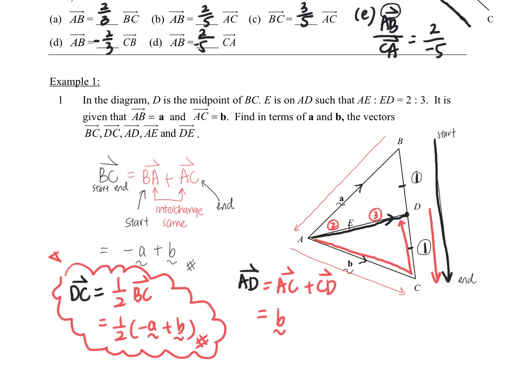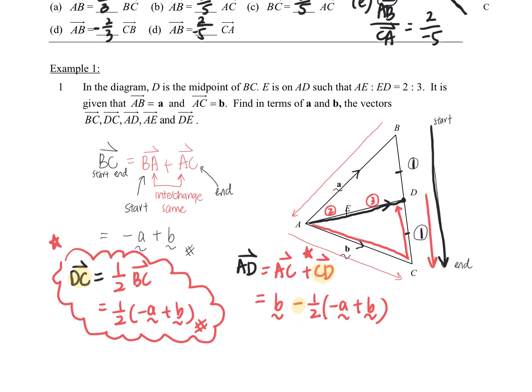CD, I can get from here. It is the opposite of DC, so just put in minus instead of plus. Include the negative sign to show there is a change in direction here.